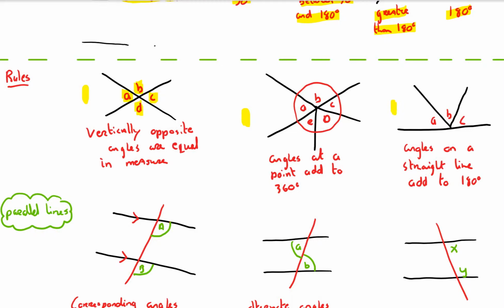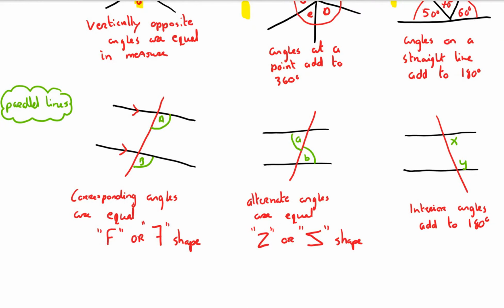Over here then, angles on a straight line add to 180. So these three angles add to 180. I'll give you an example of this. Let's say this was 50 degrees and this was 70 degrees. Well, if I add the 50 and the 70, I'll get 120, and if I take the 120 away from 180, I would get 60 degrees. I know that's 60 because these triangles have to add to 180, and they do.